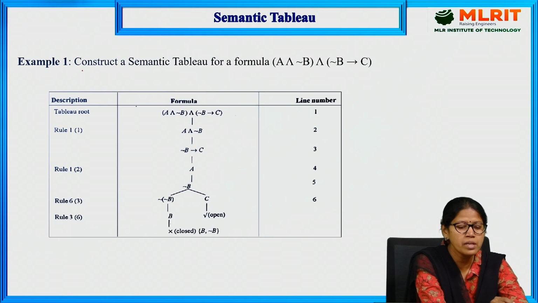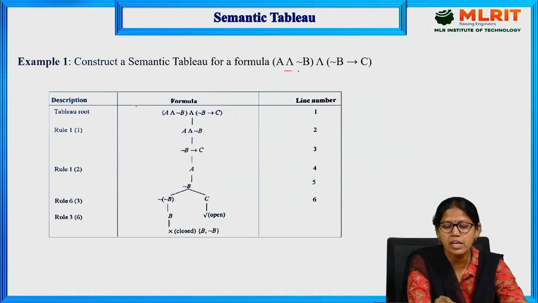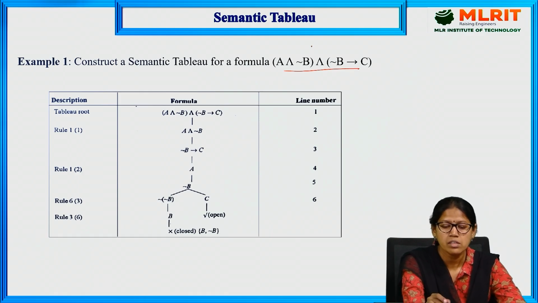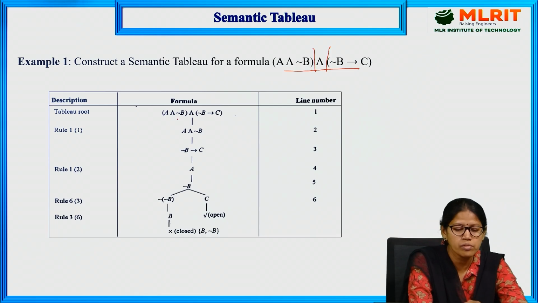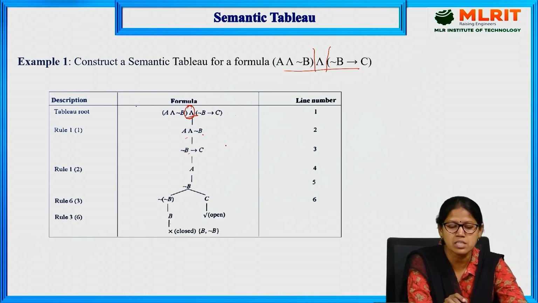Let's see one example. Construct a semantic tableau for the formula A and negation B and negation B implies C. First we need to divide into atoms. So here we apply the first rule: A and negation B, because we have the AND symbol, so only one path: A and negation B, negation B implies C on the single path. Again, we divide this one, taking A and negation B. Here the AND symbol again gives a single path: A, negation B.